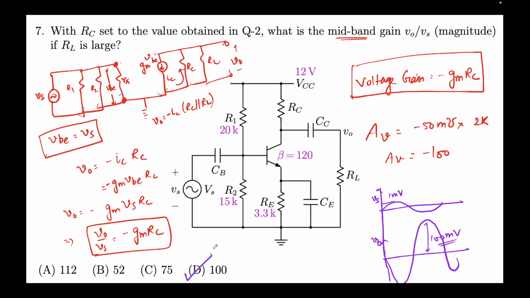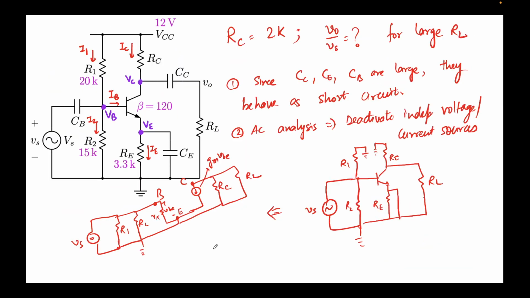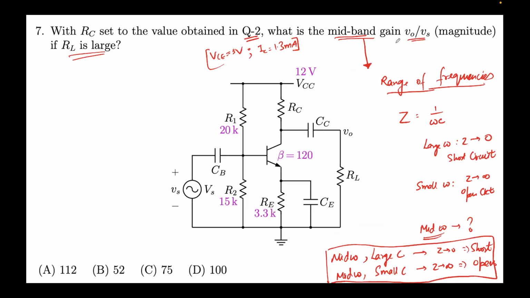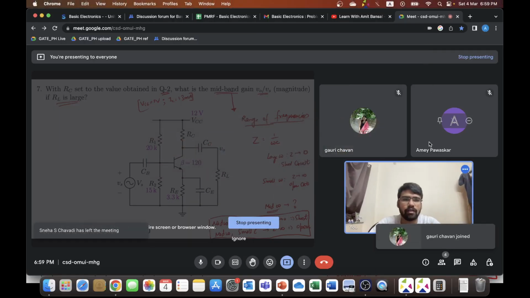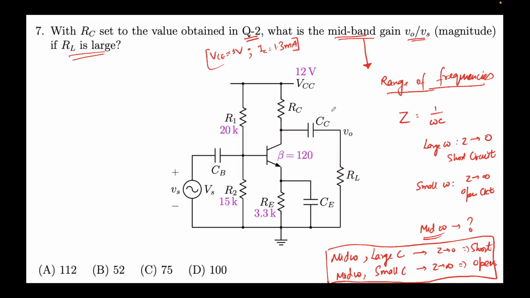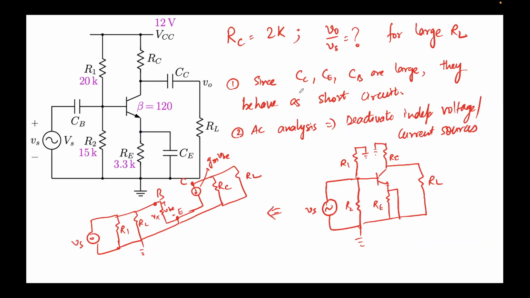I'll again summarize this because this is important. What we knew was that we were required to find the voltage gain. We are required to find this mid-band gain, V0 over Vs, which is also known as the voltage gain. We saw what we mean by mid-band: in mid-band, a large capacitor can be replaced with a short circuit, while a small capacitor can be replaced with an open circuit. We assumed CE, CC, CB to be large, and hence we shorted them. In AC analysis, we deactivate the independent voltage source, which is 12 volts here.